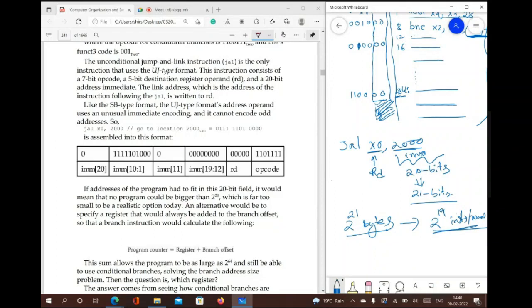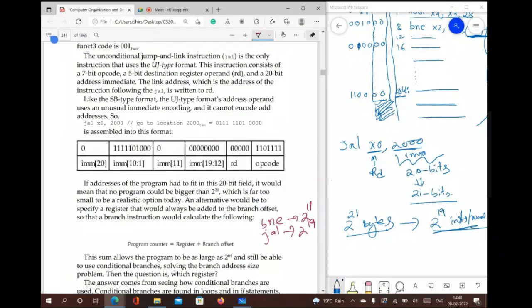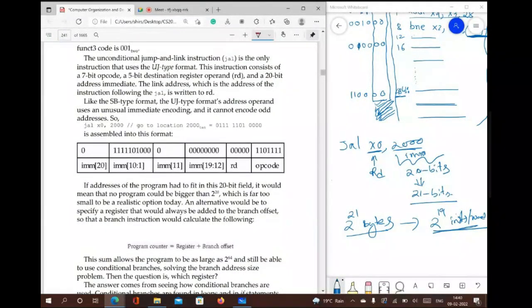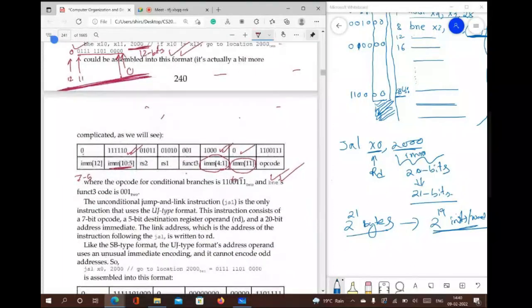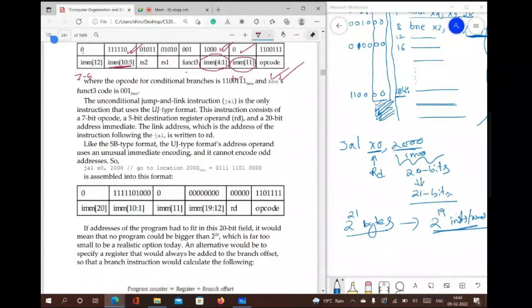So I hope it is clear. In case of BNE, the maximum instruction count possible is 2 to the power 11. If we go with JAL, then the maximum instruction count possible is 2 to the power 19. And this is the format of representation of JAL. JAL is a UJ type instruction. BNE and all conditional branch instructions are of SB type, as I have already said. Please remember this, SB type instruction. But JAL is a UJ type instruction, so its format is also different.